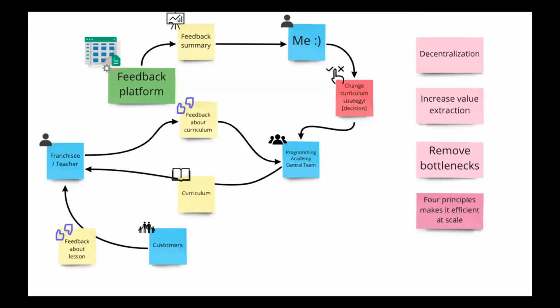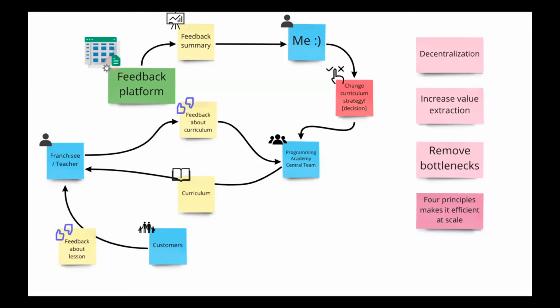So let's see in our example where we can find those principles. Domain ownership. We moved responsibility for the data sets, for the data products, you could call them, using data mesh terminology, to the specific domains. First one was the teacher domain, so the teaching kids domain. After the transformation, they were responsible for feedback about the lessons. The second domain that we moved responsibility to was the Programming Academy central team. They were responsible for feedback about the curriculum, for the curriculum itself. And we as the owners were responsible for the feedback summary, for strategic decisions. So domain ownership, the first thing.